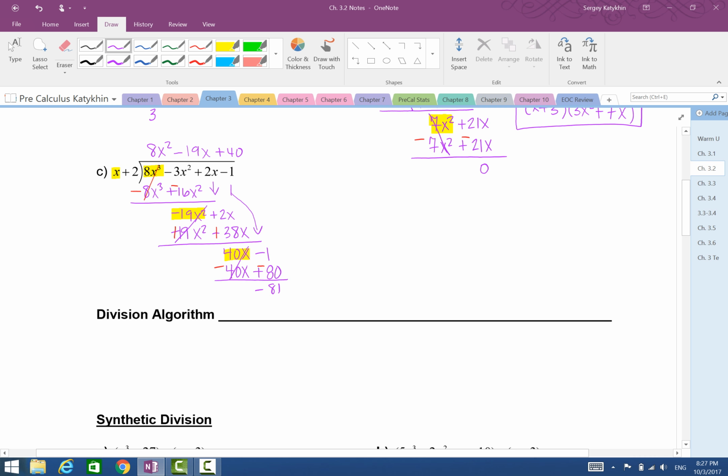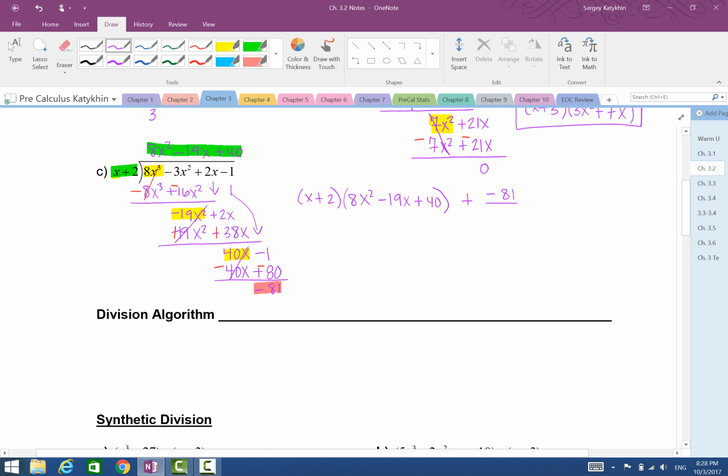So to write this answer, as I said before, the two factors are going to be this value here and that value here. But in this case, we do have a remainder, which is a negative 81. So to write this answer as a complete solution, we get x plus 2 times x squared minus 19x plus 40, plus the remainder is negative 81.